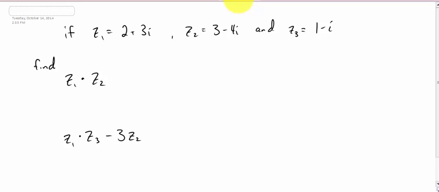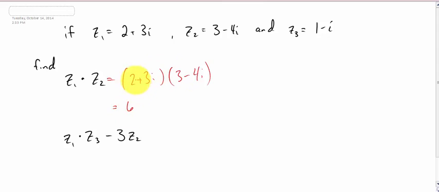So here we have three complex numbers. I want to multiply them together and then take z1 times z3 minus 3z2. So go ahead and try to do this multiplication right now without me. Try to do 2 plus 3i times 3 minus 4i. Go. All right, so let's see how you did.